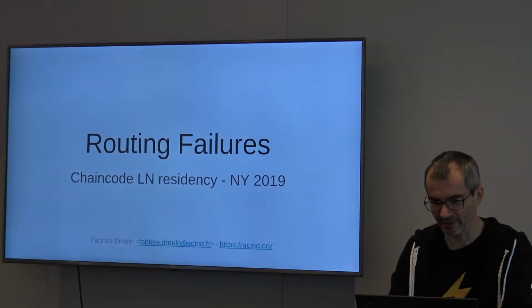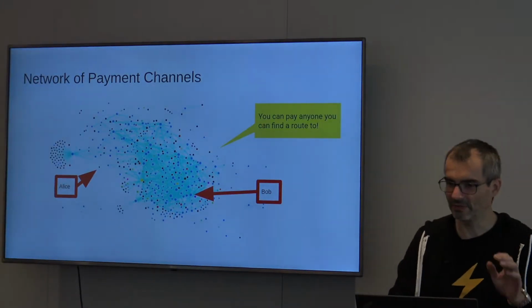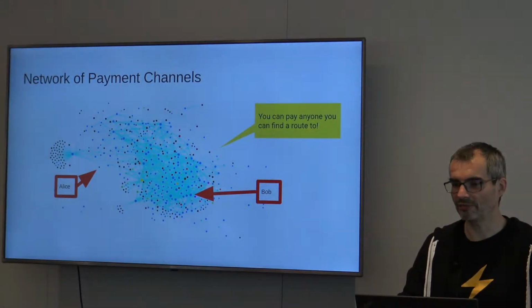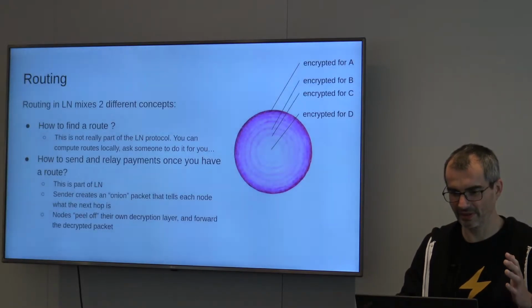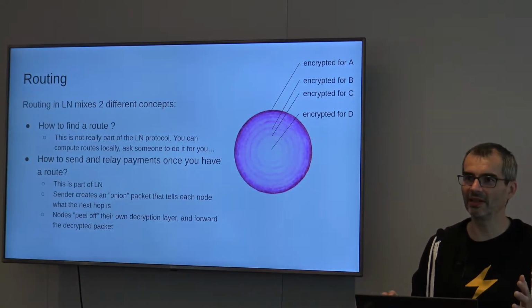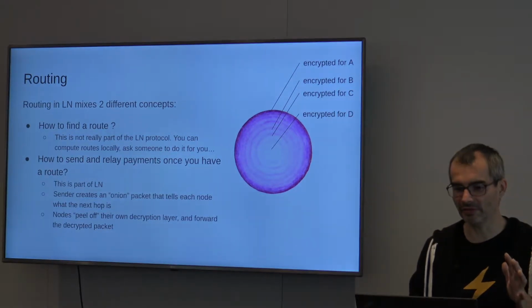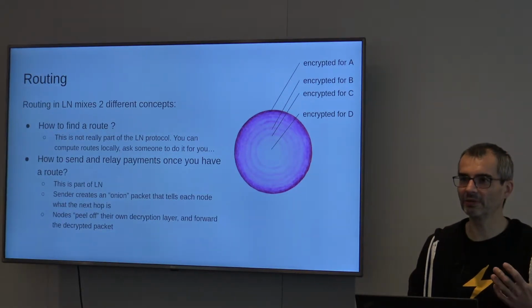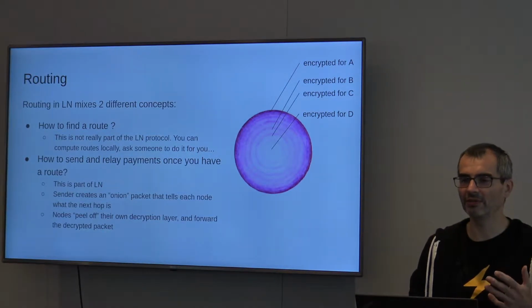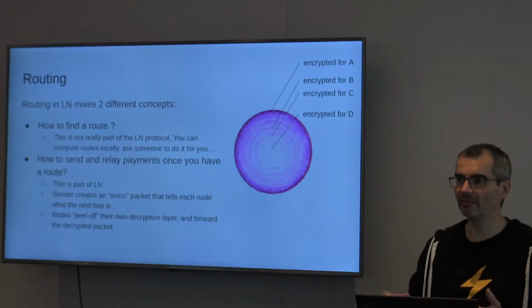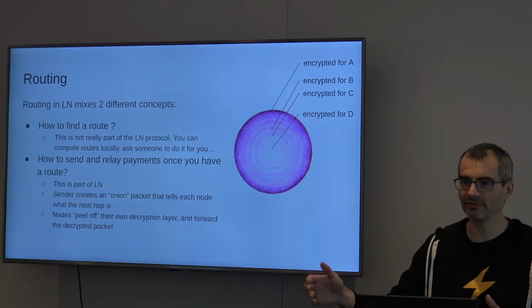So I'm going to talk about routing failures in Lightning. Basically, Lightning is a network of payment channels, and you can pay anyone you can find a route to. And in routing in Lightning, you have two completely different concepts: how to find a route, pathfinding, and once you have a route, how to actually send a payment through the route to the final destination.